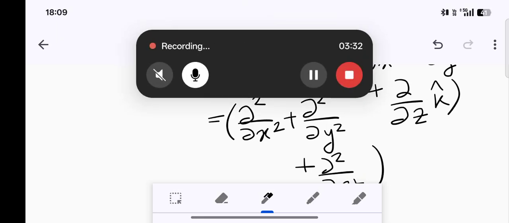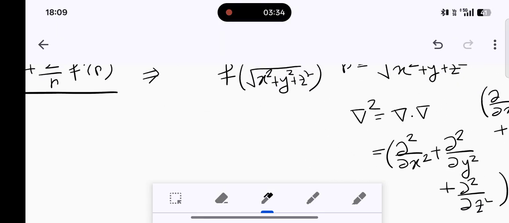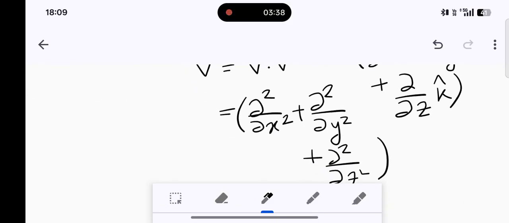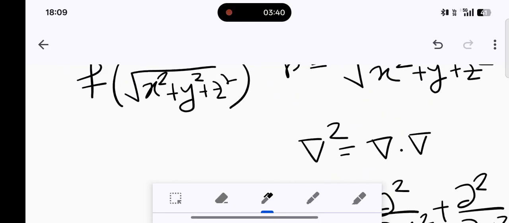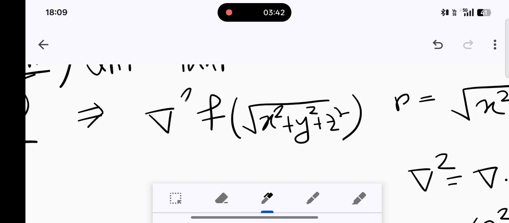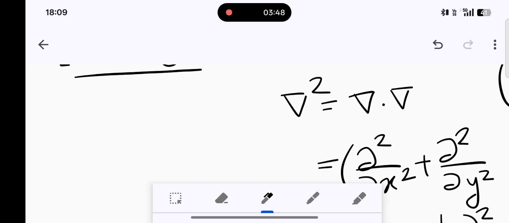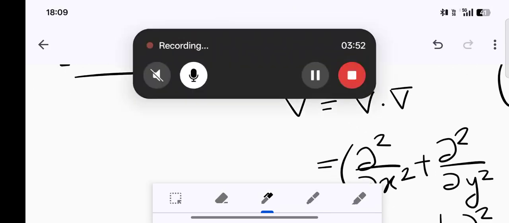Now you can proceed through the formula of del square actually. So basically we have to find that, right? First of all we have to differentiate this function with respect to x, then again with respect to x, and we will get a kind of quantity.